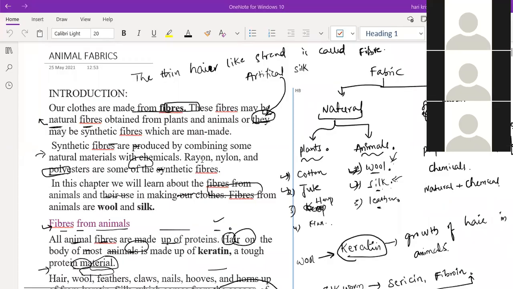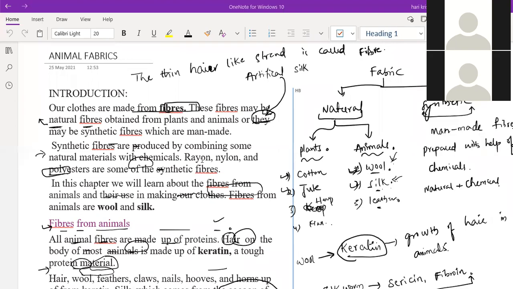Last class we finished about the... Sir, you are sharing a fabric, right? For another topic, right? Yeah. What is the next topic we are starting? Animal fabrics with its effects. Sir, we did animal.